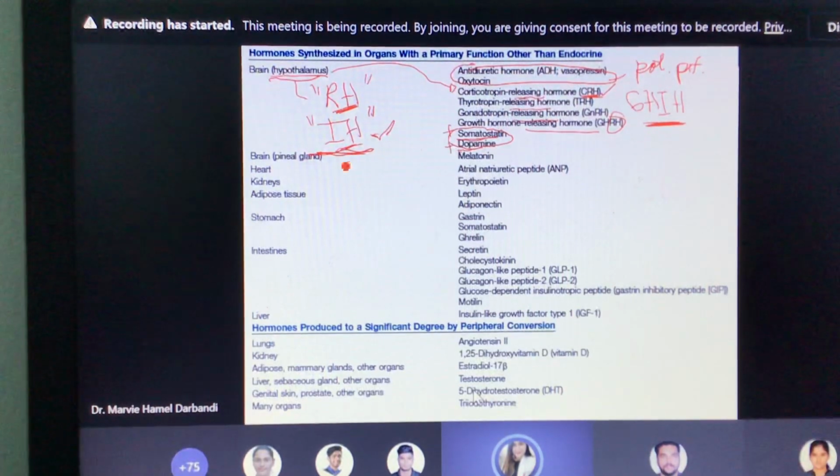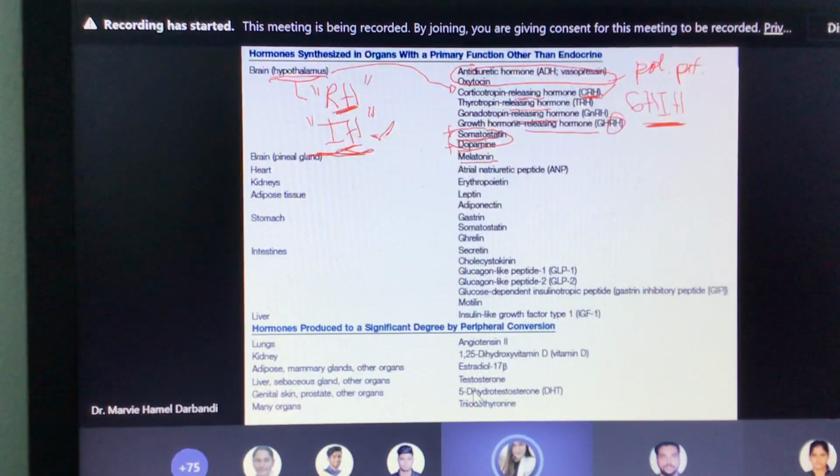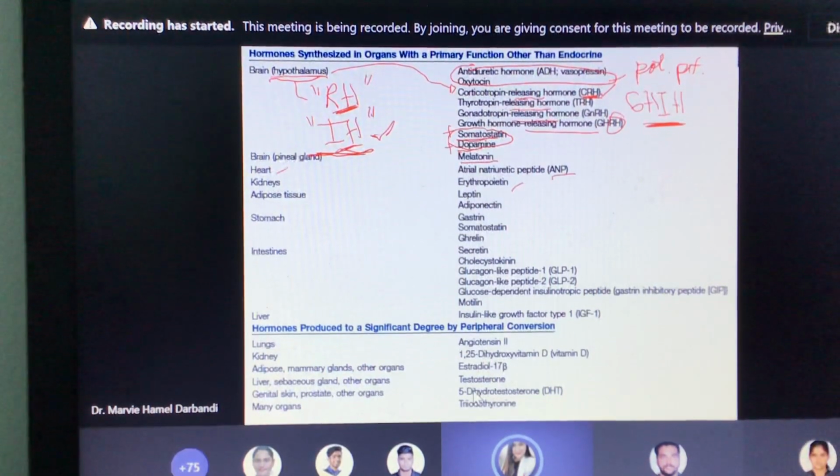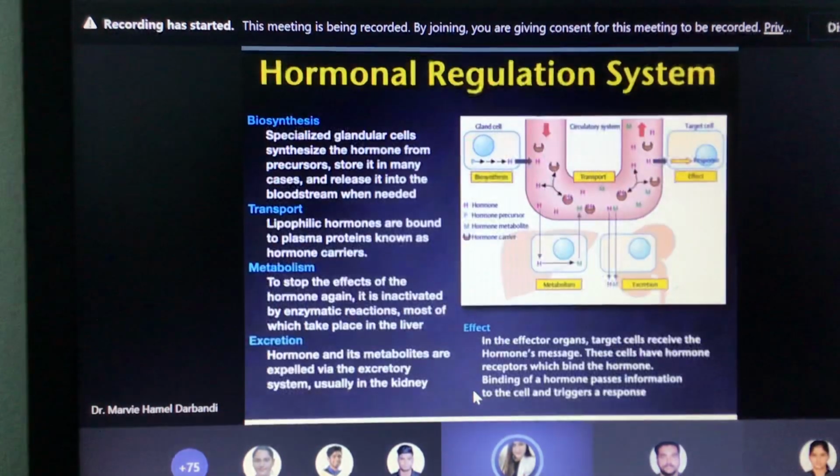You have here also the hormone melatonin for the sleep-wake cycle. There are hormones also coming from the heart, the ANP, and the kidneys, erythropoietin, and so on and so forth. Okay, please take a screenshot of this. It is not in your PowerPoint.